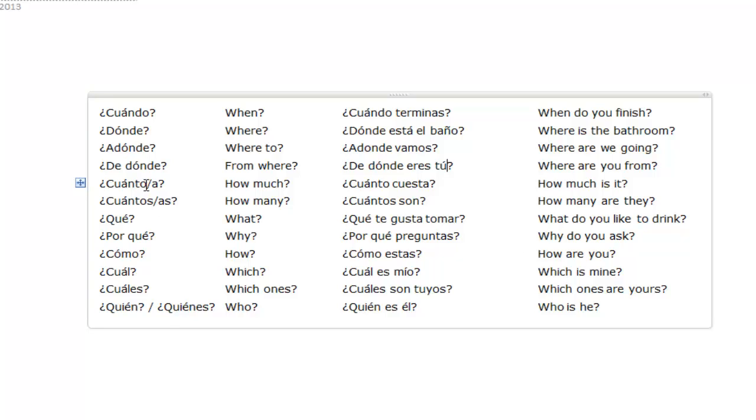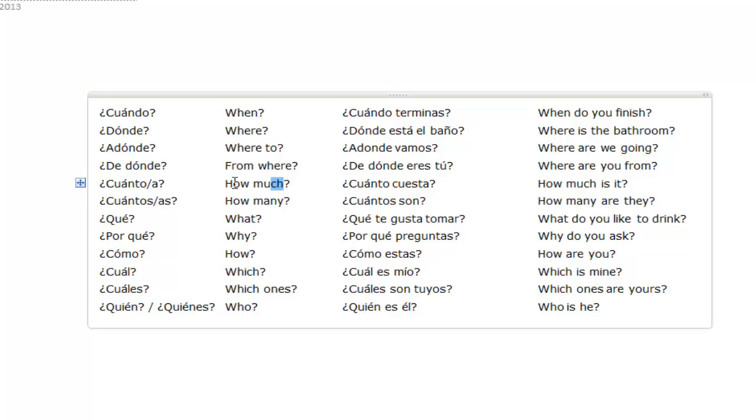Now we're going to look at the next one, which is cuánto. Cuánto is something you have to be very careful with, and cuántos, which is the plural. Cuánto in English is how much. For example, how much water is in the cup? It's something you cannot count. We call them uncountables, so you have to use how much. You have to be very careful of the difference between how much and how many. But in Spanish, it's all the same.